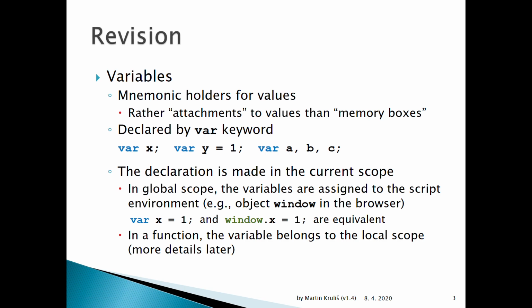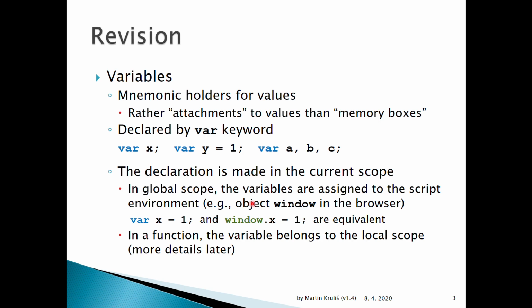Unlike in PHP, variables in JavaScript are declared using the var keyword. In the more modern JavaScript versions, we can also use const or let keywords, and this keyword is used in either global or local scope, so we can create a global variable or local variable. Global variables are also somewhat different because the global scope is directly mapped to something which is called the script environment or the execution context of the script.